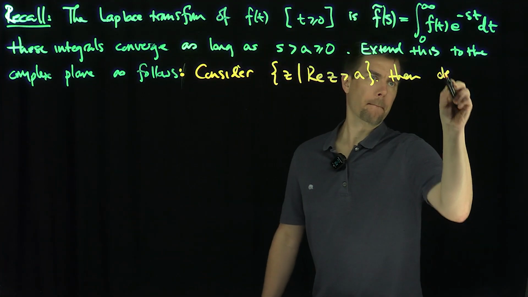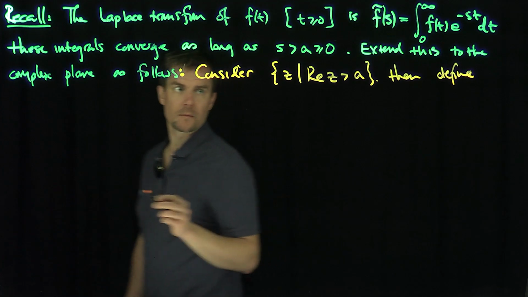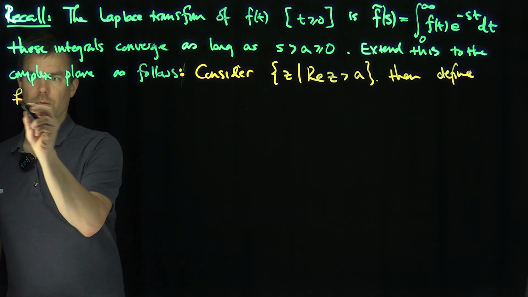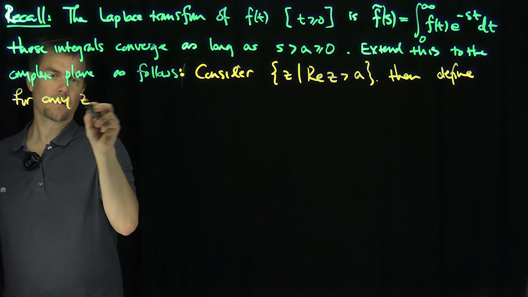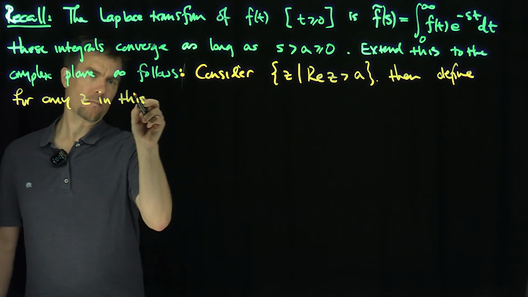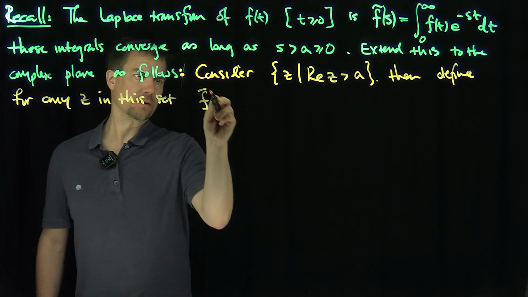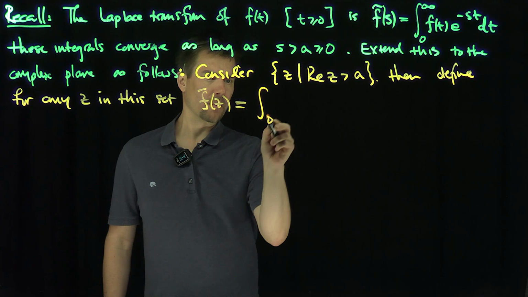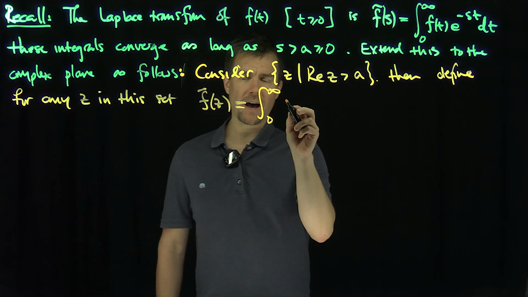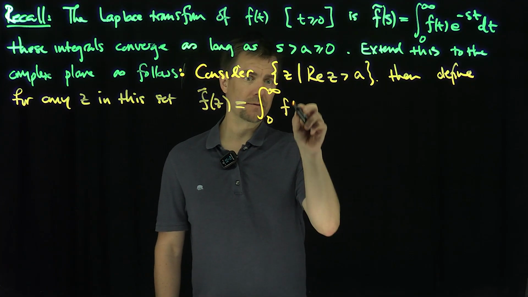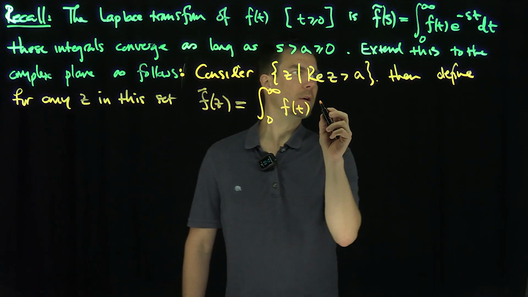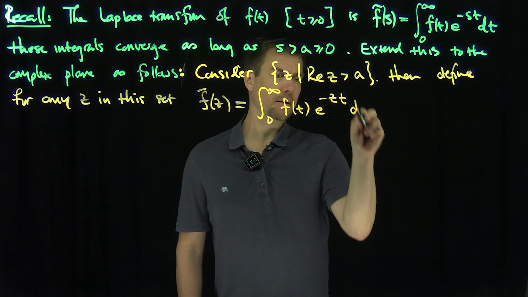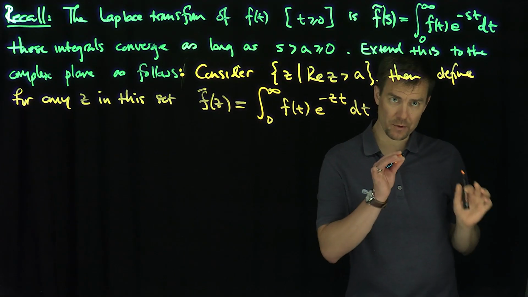Then define, for any z in the set, f tilde of z to be the integral from 0 to infinity of f of t, that makes perfect sense, and then e to the negative zt dt. Now, why will this integral converge?